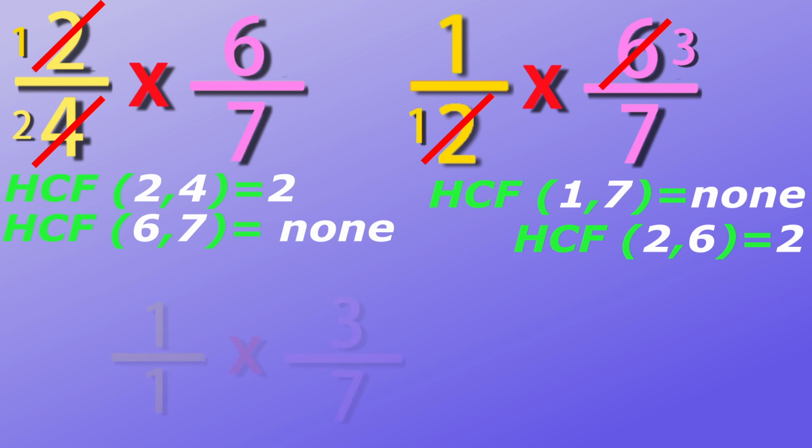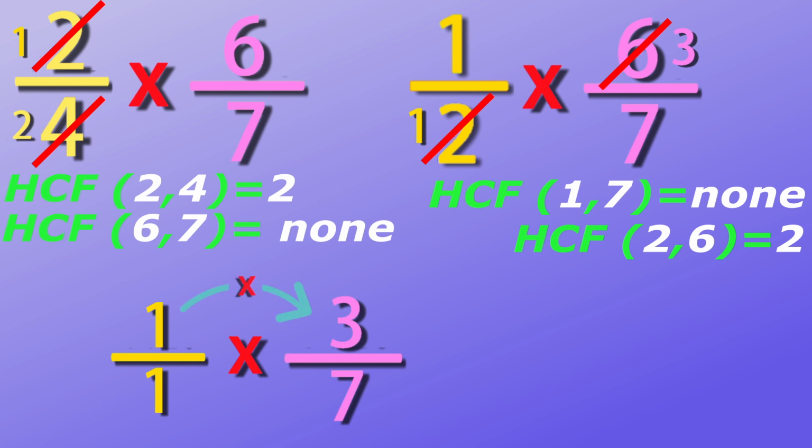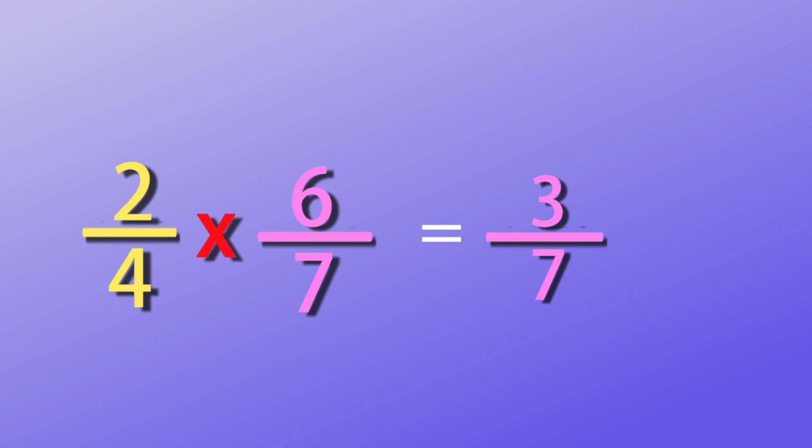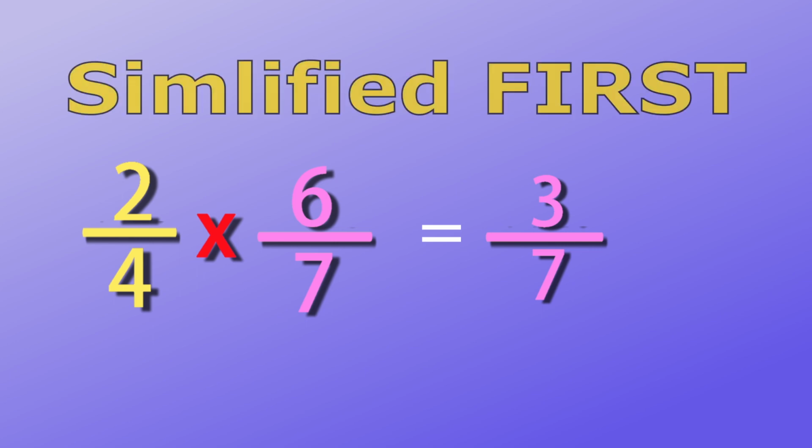And now that leaves the right numerator as 3 and the left denominator as 1. Cleaning everything up, we get 1 over 1 times 3 over 7. We are now ready to multiply horizontally. And that's really easy because we're multiplying 3 and 7 by 1, so they don't change, and that's our final answer. So 2 over 4 times 6 over 7 equals 3 over 7. We simplified everything first, so there is no need to do it at the end.